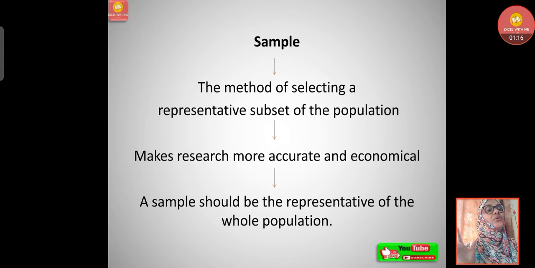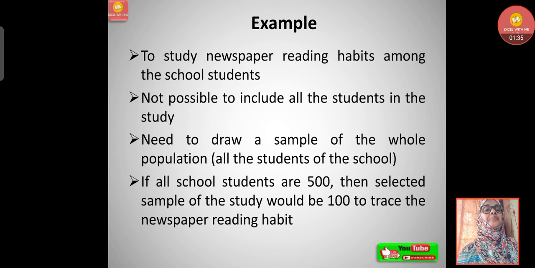If we try to take the whole population, it's not possible to do the research accurately. So we have to select some sample to make our research accurate and perfect. So a sample should be the representative of the whole population, obviously.